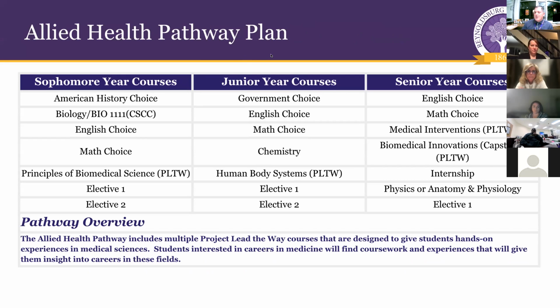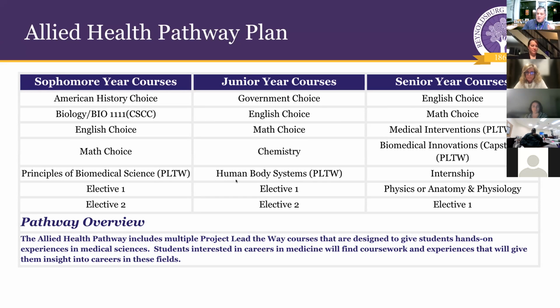The next one that we're going to look at then is our allied health pathway. Again, I'm not going to go back over those things that are similar, but you'll notice the American history, biology, English, math, government, English, math, chemistry, English, math, all those things are going to be pretty similar. I'm going to stop saying it after this slide, I promise. So again, if your student chooses the allied health pathway, the elective that's going to be specific for them next year is principles of biomedical science.